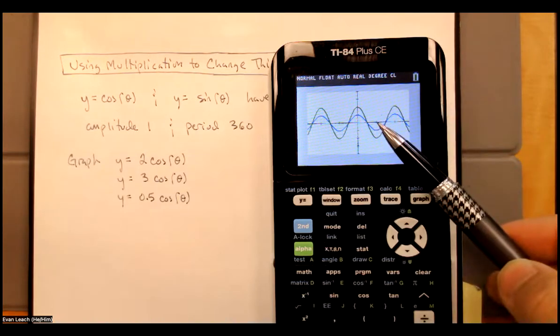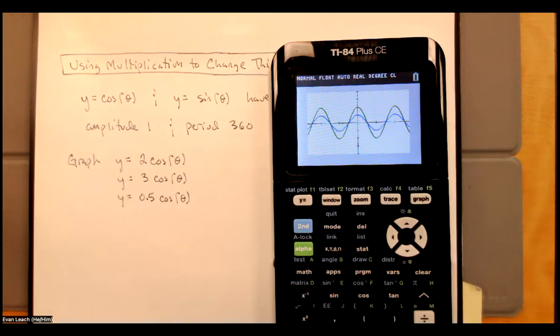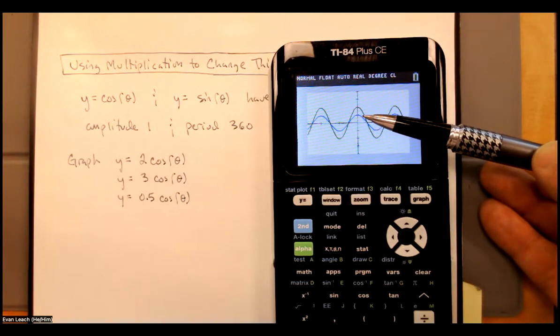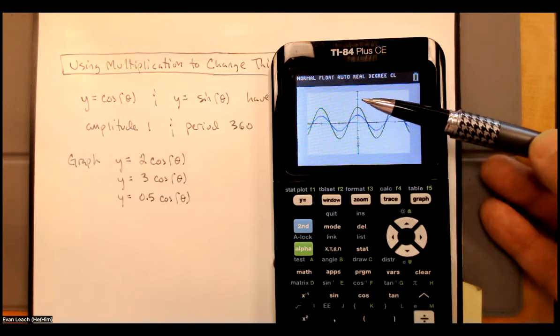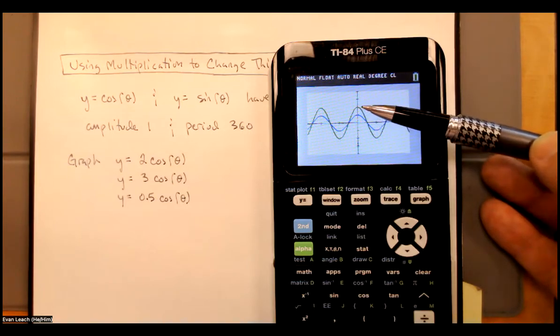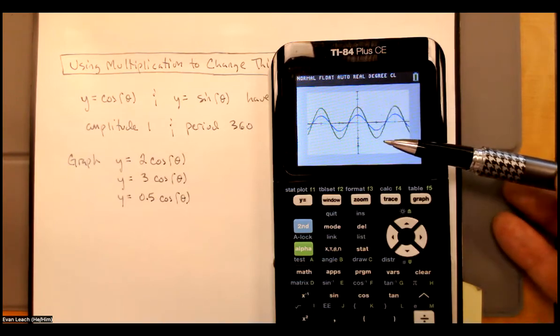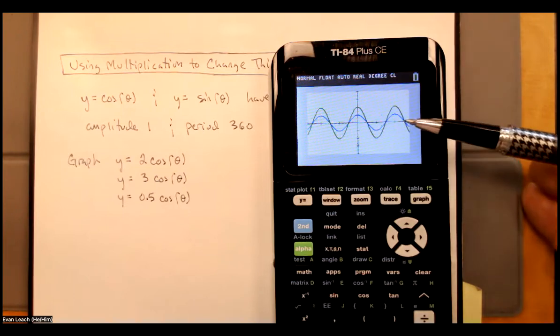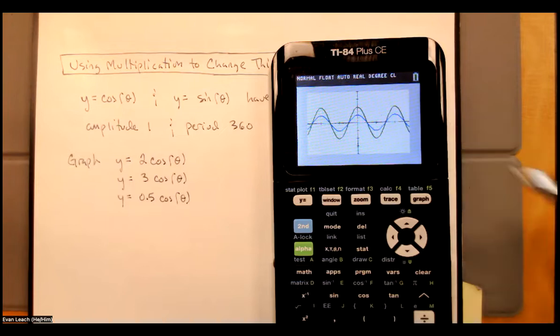Notice that it still goes through 0 at the 0 points. That makes sense. If cosine of something was 0 before, multiplying it by 2 isn't going to change anything. But look at what happened at the top and the bottom. Cosine of 0 is equal to 1, but then we took that and multiplied it by 2. So now the top is at 2. And same thing happened here at the bottom. Cosine of 180 is -1. 2 times the cosine of 180 is -2.